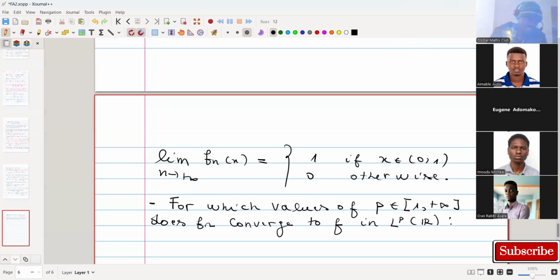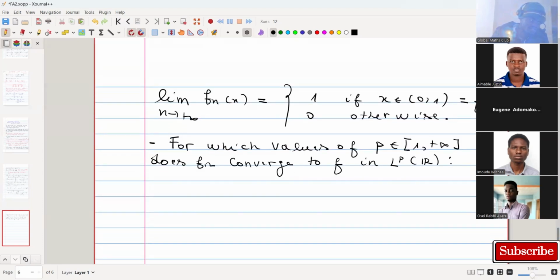So this F is what? This F is the pointwise limit. So the question is to know for which value of P this one converges to this. So f of x is the pointwise limit that we computed here. The pointwise limit is the limit that we obtain with the almost all convergence. Now, you know the definition. So what is the integral in R of fn of x minus f of x power p dx? That is what we have to compute.